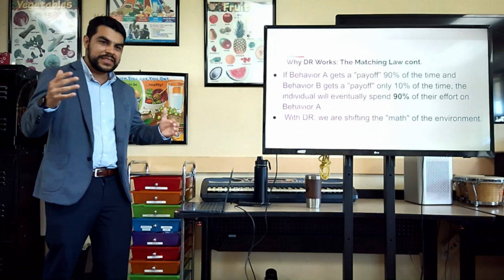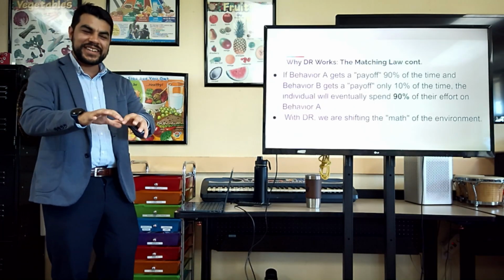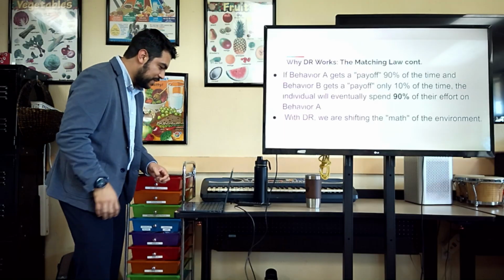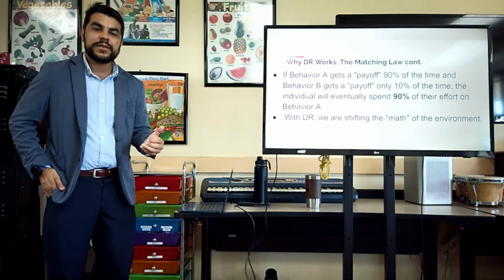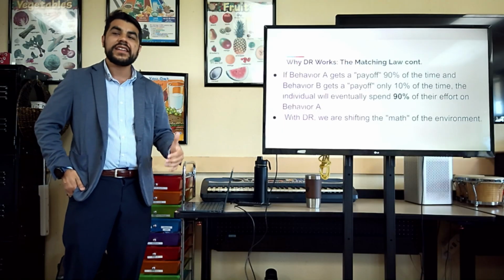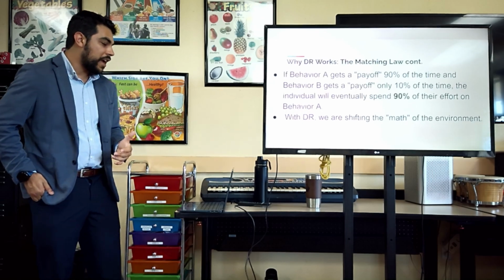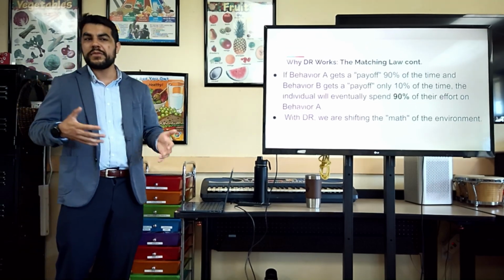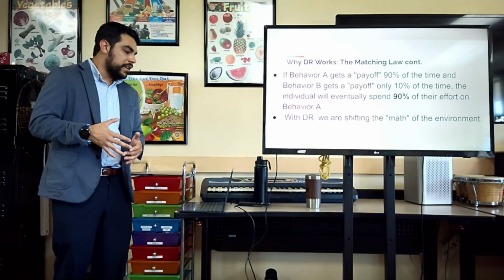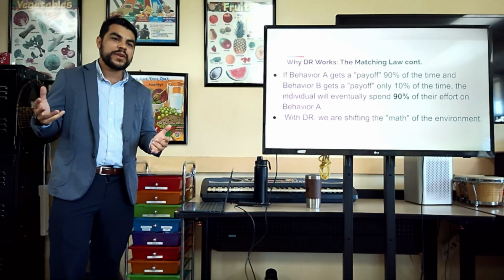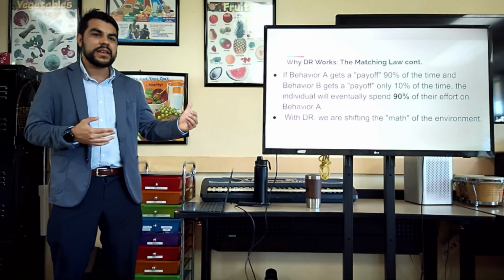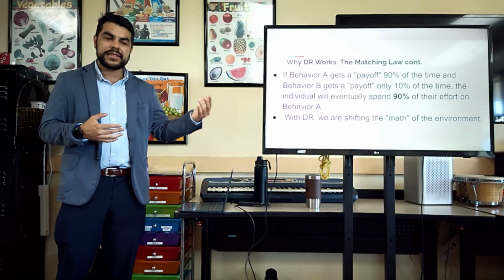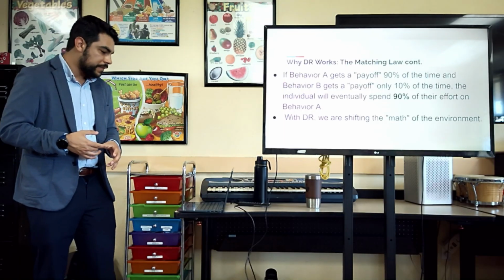So just to make this a little bit more abstract, now that we've looked at a concrete example, back to the world of the abstract. Behavior A gets the reinforcement, the payoff, 90% of the time, whereas behavior B, let's say going to restaurant B, gets payoff only 10% of the time. Well, it only makes sense that the individual is always going to choose A, because they're always guaranteed to get the reinforcement, the payoff.